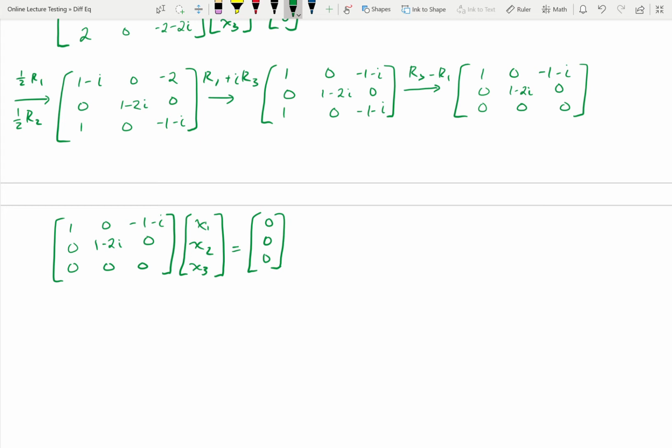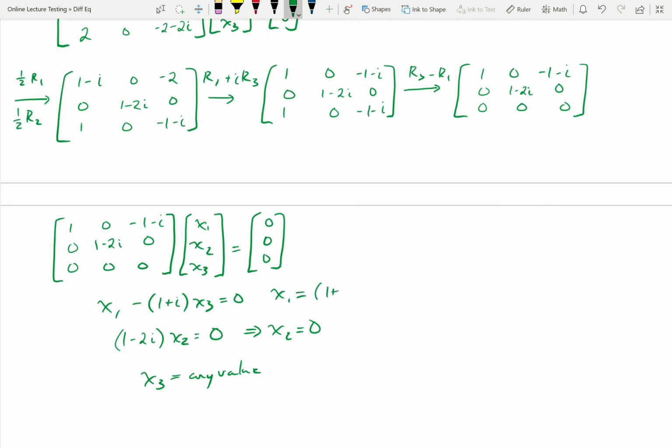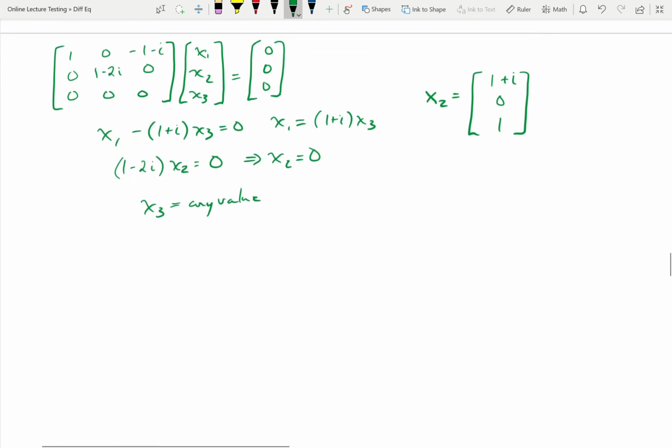All right, so our findings here: x1 minus 1 plus i, x3 is equal to 0. 1 minus 2i times x2 is equal to 0, and x3 can be any value. Well, in this case, this implies that x2 has to equal 0. And this means x1 is equal to 1 plus i, x3. So x2 is equal to [1 plus i, 0, 1]. Because if we let x3 equal 1, then we're going to get 1 plus i.